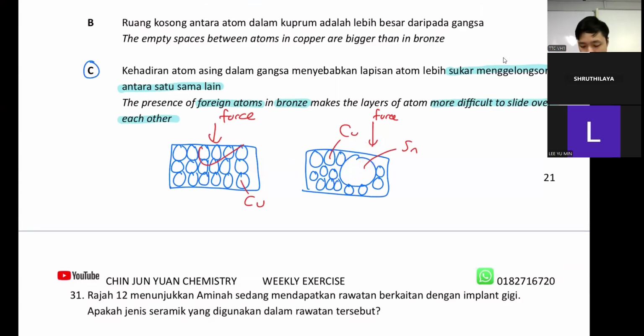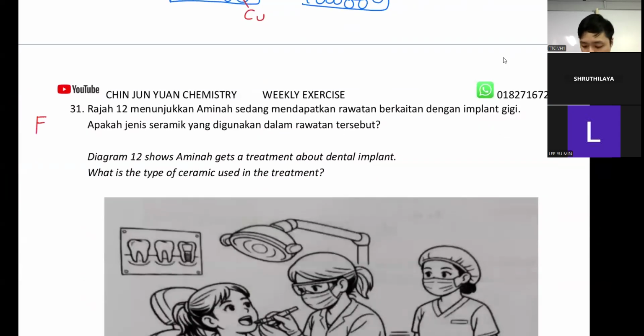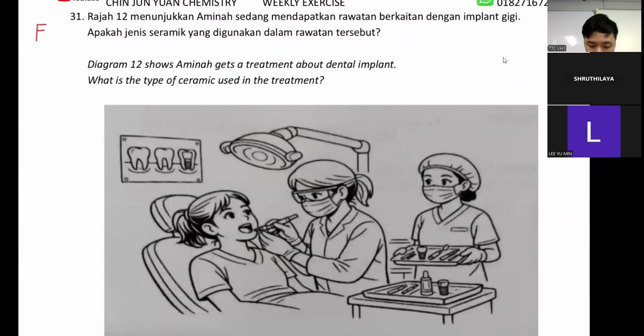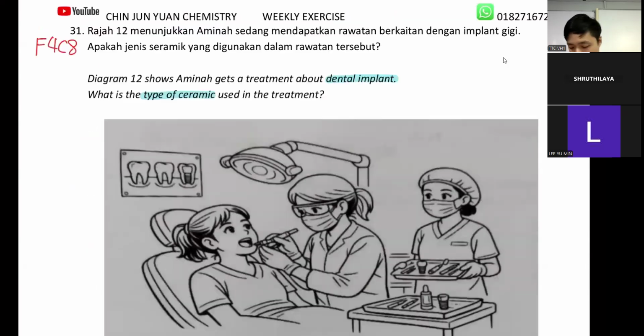Okay, so form 4 question 21, form 4 chapter 8. Oh, this is a bit hard. Okay, this is a bit tricky. So this is ceramic. Diagram 12 shows Amina gets a treatment about dental implant. What is the type of ceramic used in the treatment? Okay, this one is zirconia ceramic. Probably I know this one I didn't much. But this one is A. 31 is A.